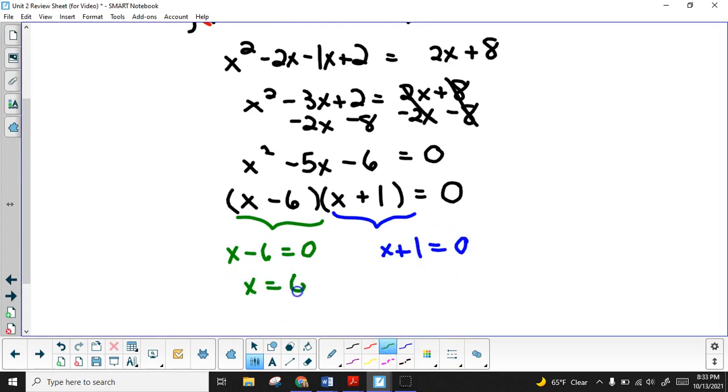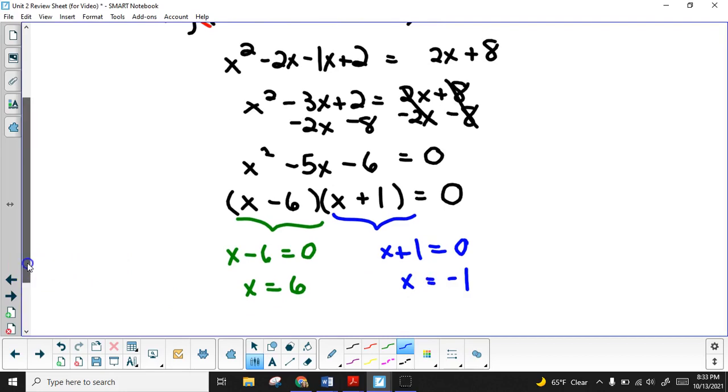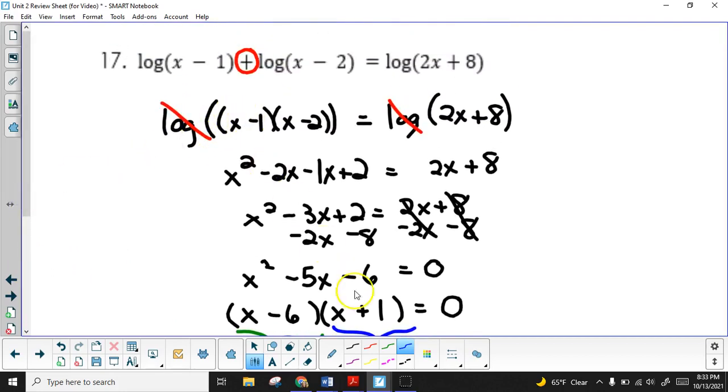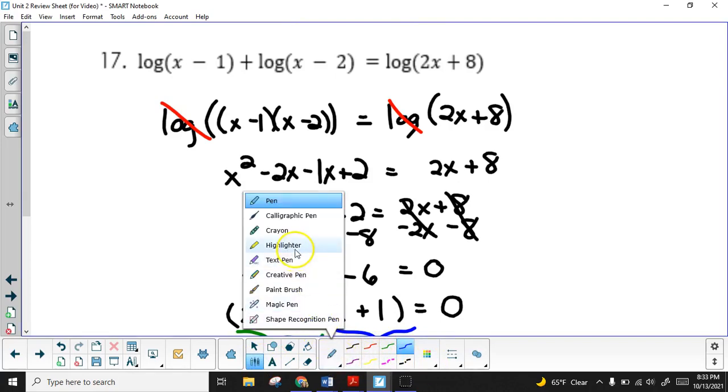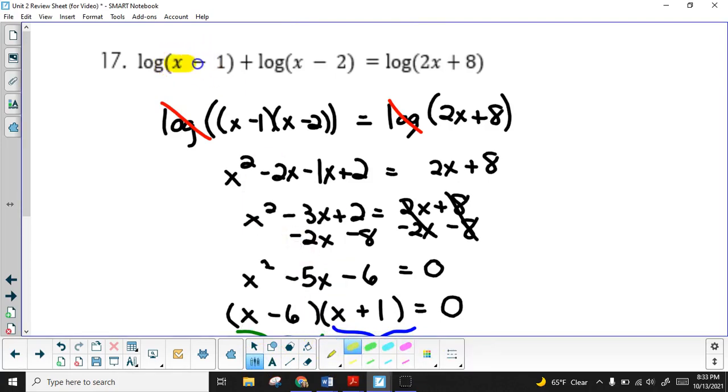This gives us a value of x equals 6, and this gives us a value of x equals -1. Now, whenever we're working with logs, we should check to make sure that the values are actually going to work in our original expression. When we plug it in, if we would be taking the log of a negative number, then that is bad. So we want to make sure that whatever we plug in, this part here, or this part here, or this part here, what we would be evaluating the log of, is going to be a positive number.